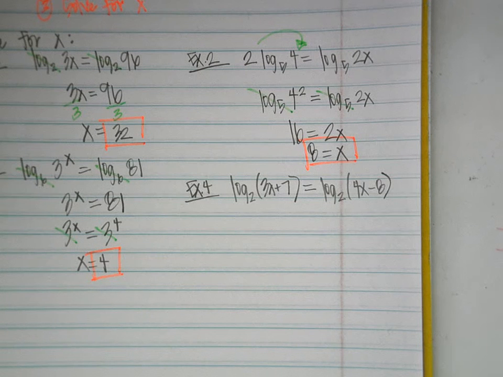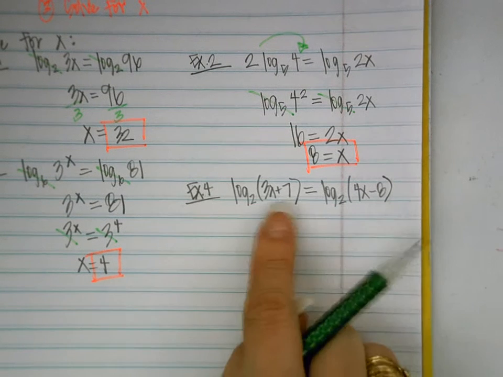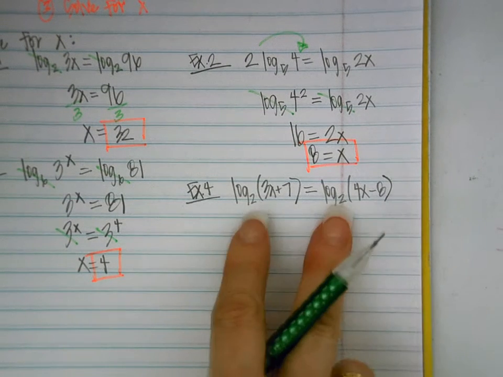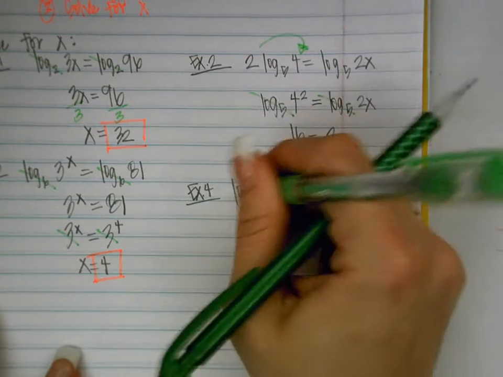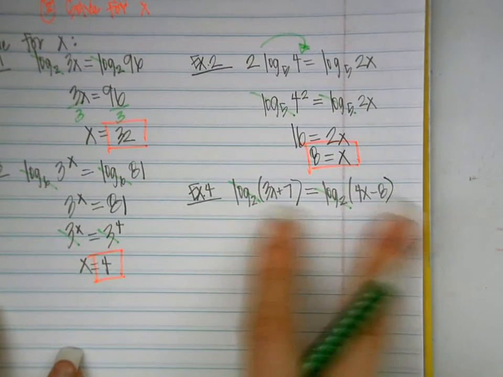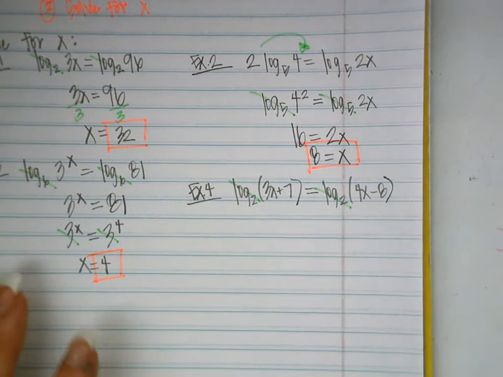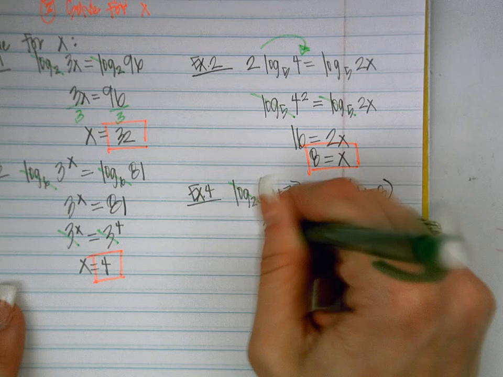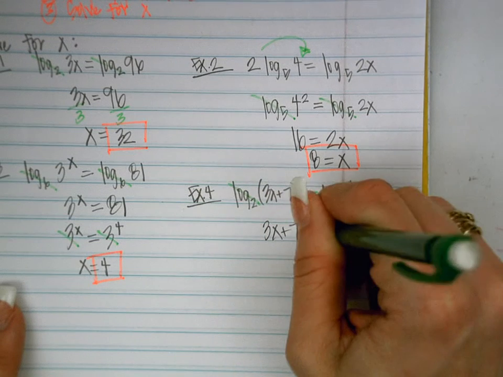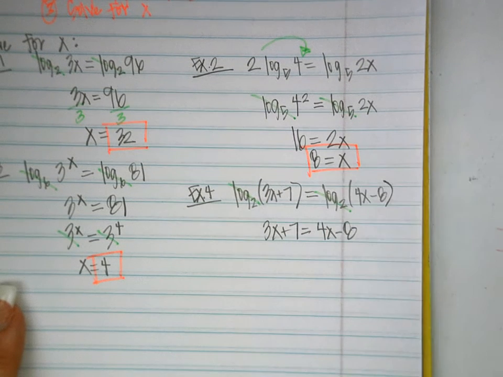Is there anything that needs to be condensed here? No. Okay, these are already in parentheses and there's only one log base on each side. So once you have exactly one log base on each side, drop them, providing that they're exactly the same, but they always will be because that's the only type I'm going to give you. And then just set the parts equal to each other. So 3x plus 7 equals 4x minus 8.